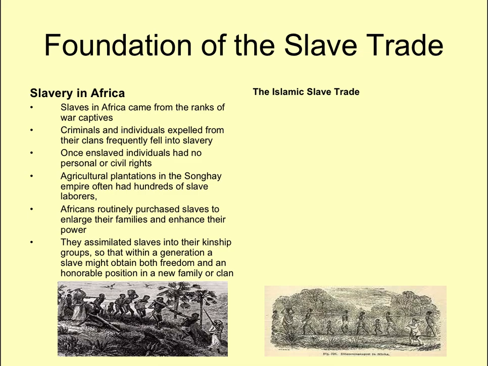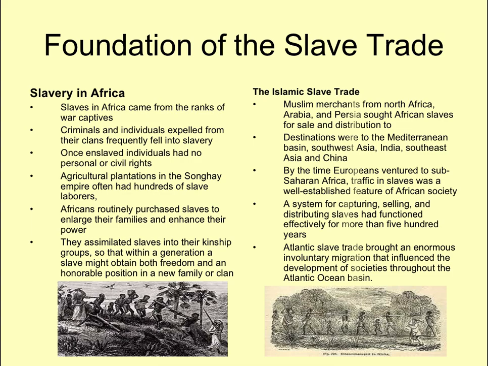They assimilated slaves into their kinship groups so that within a generation, a slave might obtain both freedom and an honorable position in a new family or clan. So this is different than what we know as chattel slavery, okay? Chattel slavery is what we saw in America. This slavery is almost like indentured servitude, where you're kind of working your way out of your debt. And if you were to do that, then you could probably be a part of a family or clan.